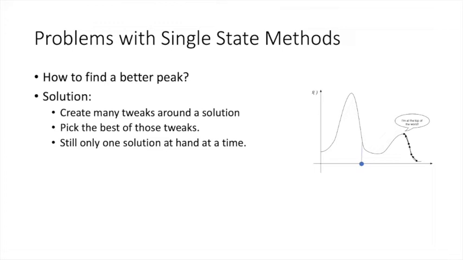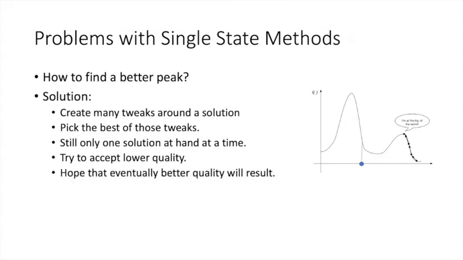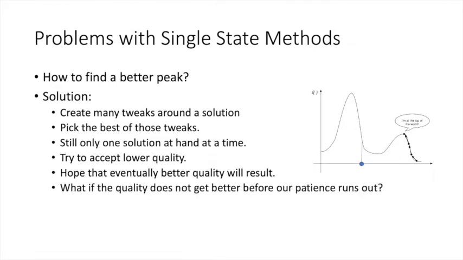Well, we said let's relax that constraint, and we discussed methods such as simulated annealing that do accept some drop in quality in the hope that this will lead to a better peak. However, even then, we have no guarantee that we will find the better peak before the optimization method times out. That is, we have run all our iterations.